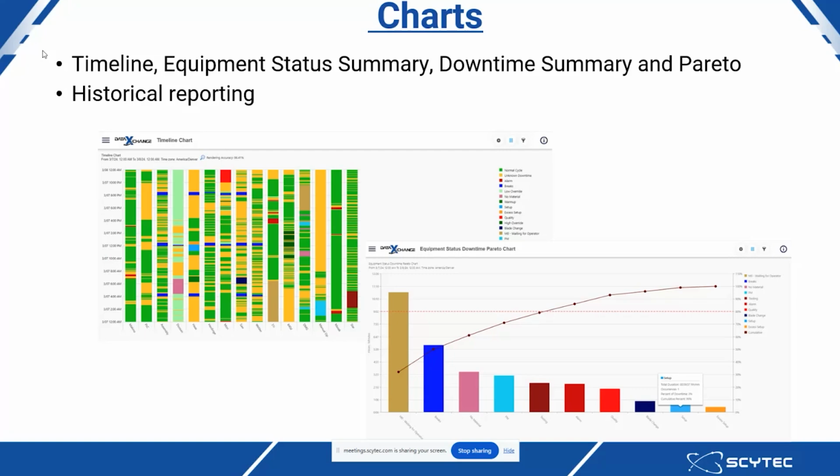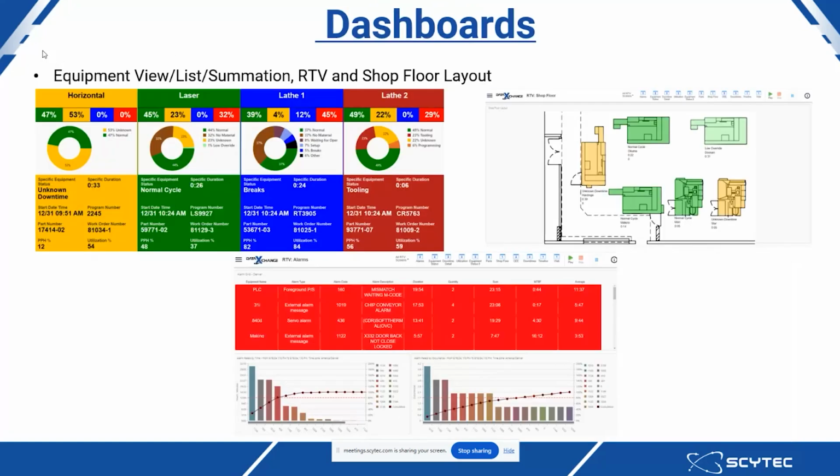The timeline chart you see there, stacked above the other one, is showing all of the given machine statuses in whatever time frame that you demanded. And then what you see next to that is the downtime Pareto chart, which I will be describing in just a little bit as well during our demonstration.